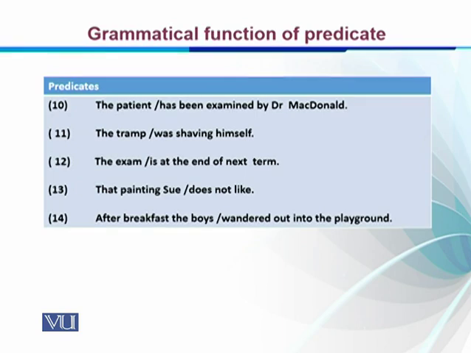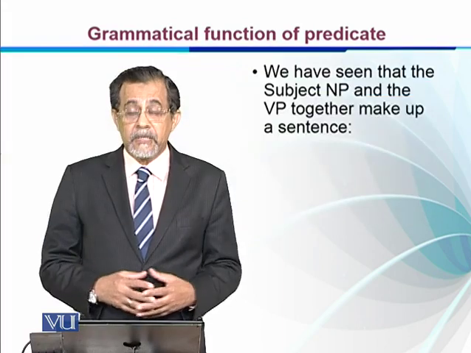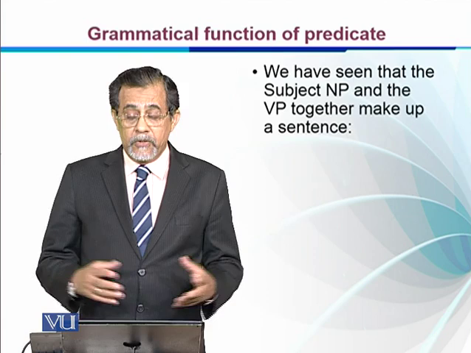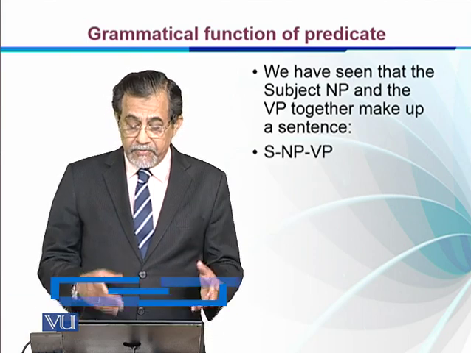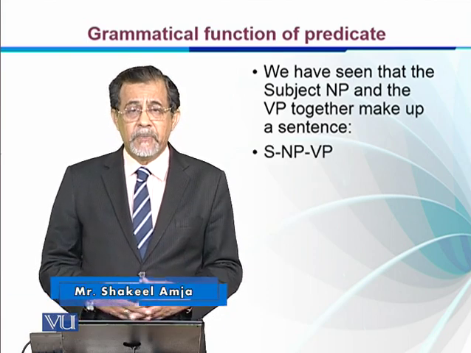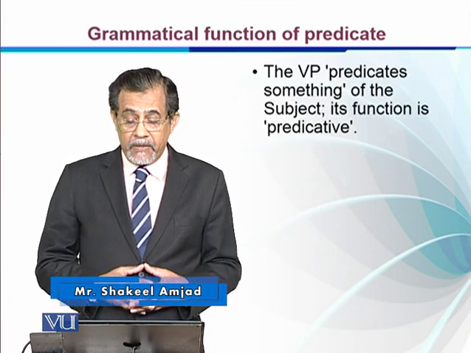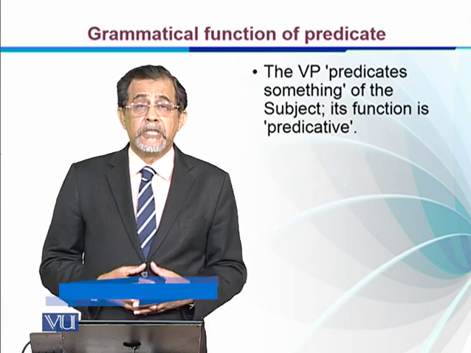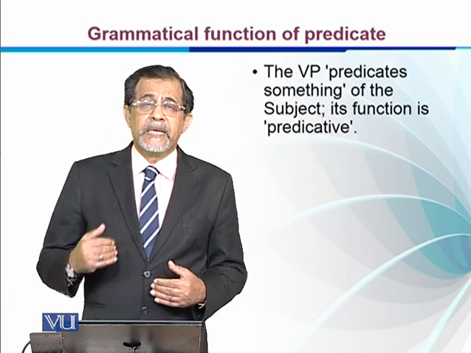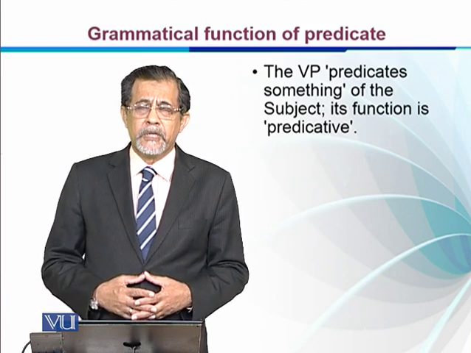So we have seen that the subject noun phrase and the verb phrase together make up a sentence. For example, S consists of NP and VP, right? The VP predicates something of the subject. Its function is predicative. So it predicates, it gives information.